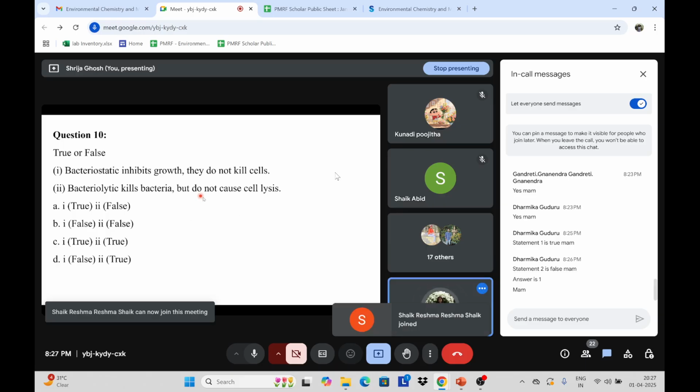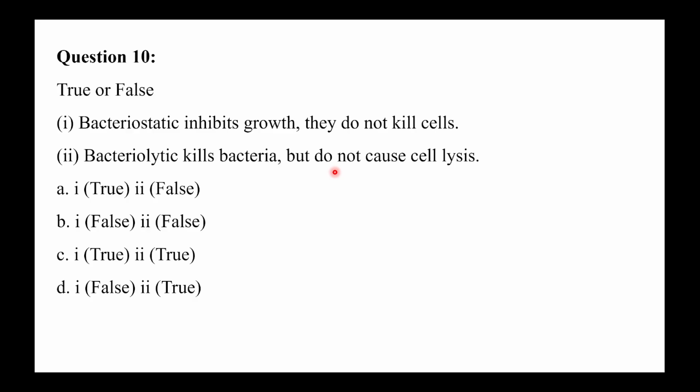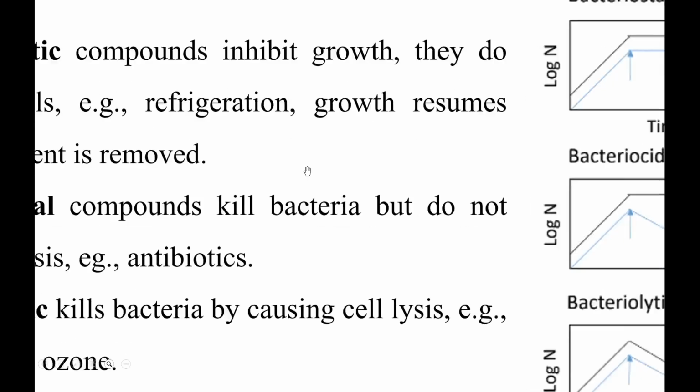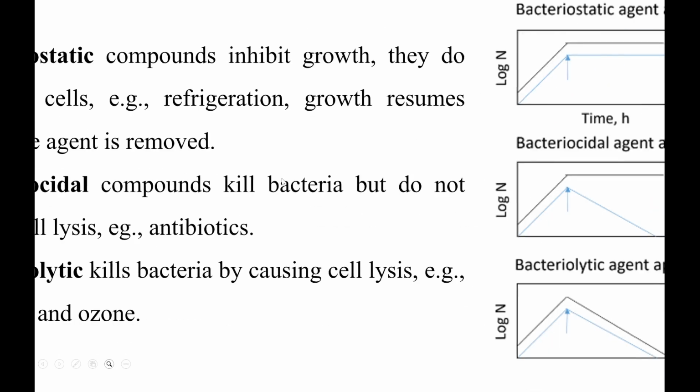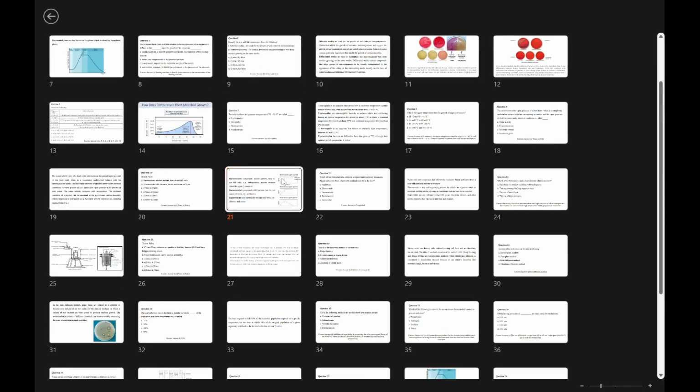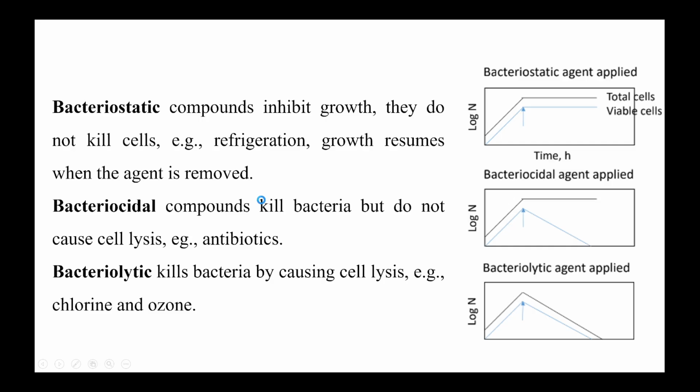So option 1 is the correct answer. Option A is the correct answer. First statement is true. Second statement is false. So bacteriostatic compounds inhibit growth. They do not kill the cells. So example is refrigeration.